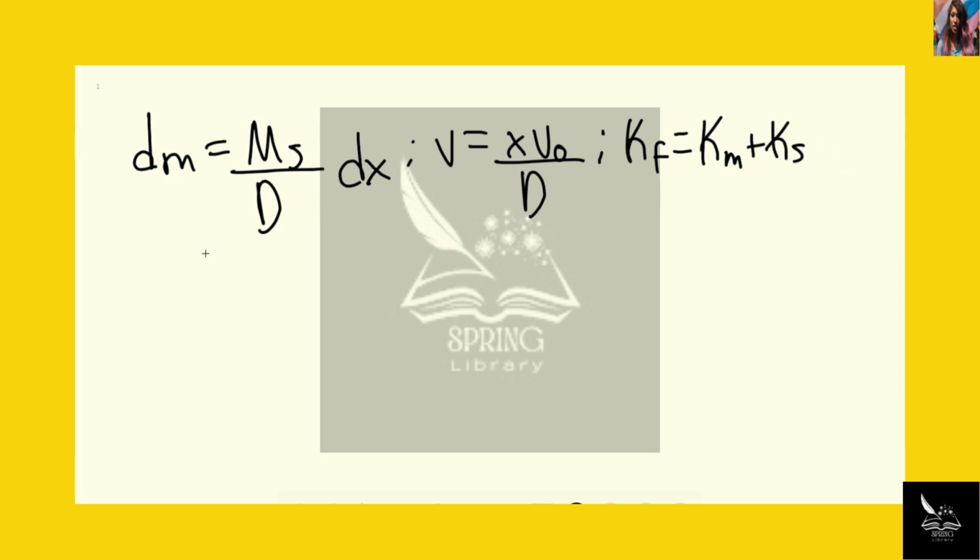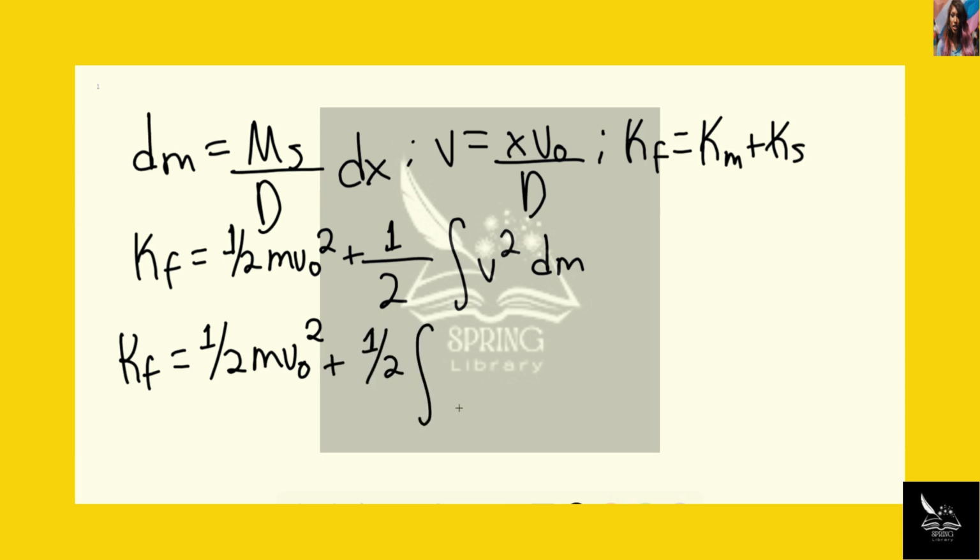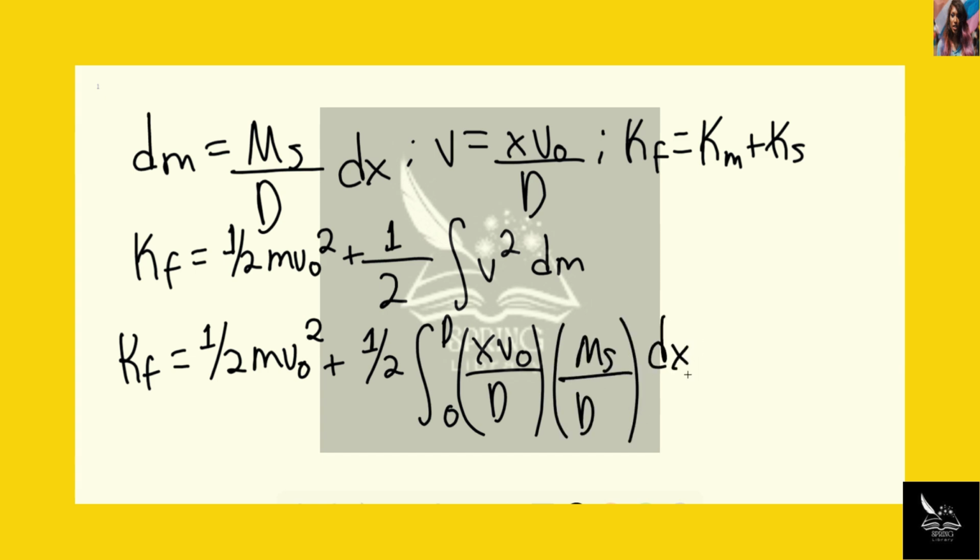And we can say that this final kinetic energy equals half of m v initial squared plus 1/2 v squared times dm. So essentially we can say that the final kinetic energy is going to be equal to 1/2 m times v initial squared plus 1/2 times the integral from 0 to d of x v initial over d times dm. So in this case it's m sub s over d, and then again times dx.